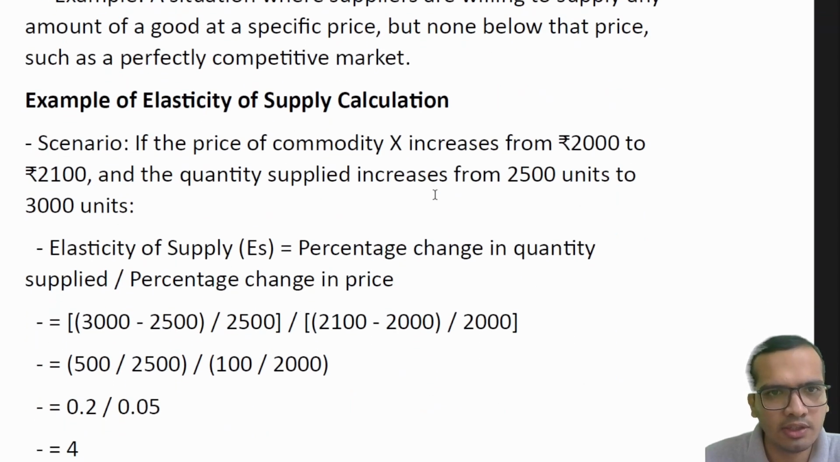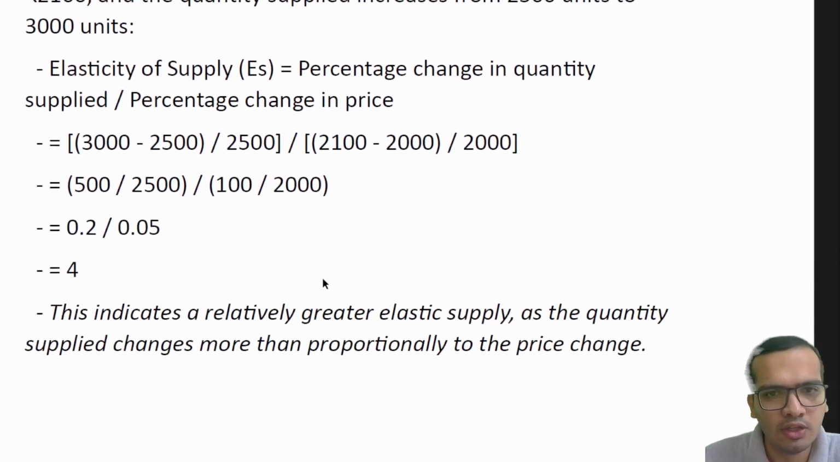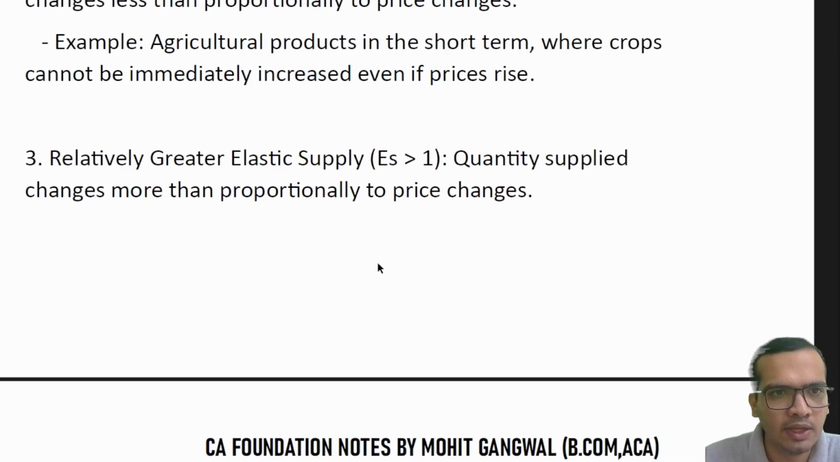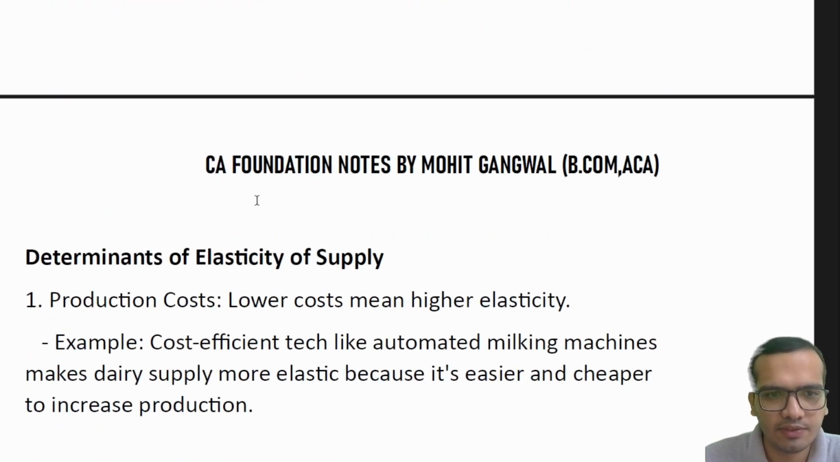So we already covered the elasticity example, it's a positive one. This indicates a relatively greater elastic supply, as the quantity supplied changes more than proportionally to the price change. So it will be in this third one, relatively.